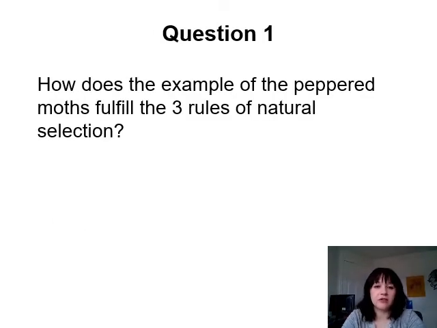So here is another question. I know it says question 1, but this will be question 2 on your quiz, right? So how does the example of the peppered moths fulfill the 3 rules of natural selection? So we've got, first, phenotypic variability must be present. Second, the variability has to confer some type of advantage. And third, that trait, that phenotype, has to have a genetic basis that can be transmitted to offspring.